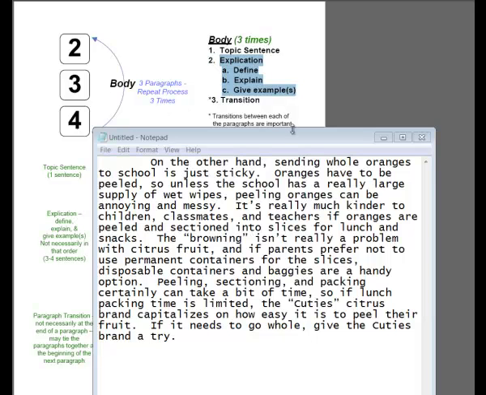Make sure it all ties together so that the transitions write themselves. They just move right into the next sentences and move on to the next paragraph, which is what we need to do. Move on to the third body paragraph.